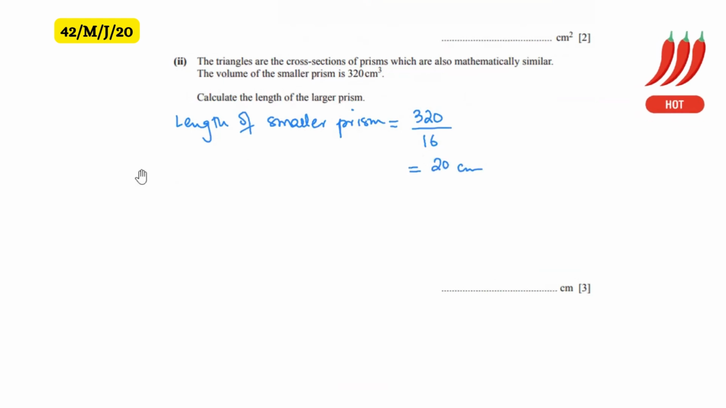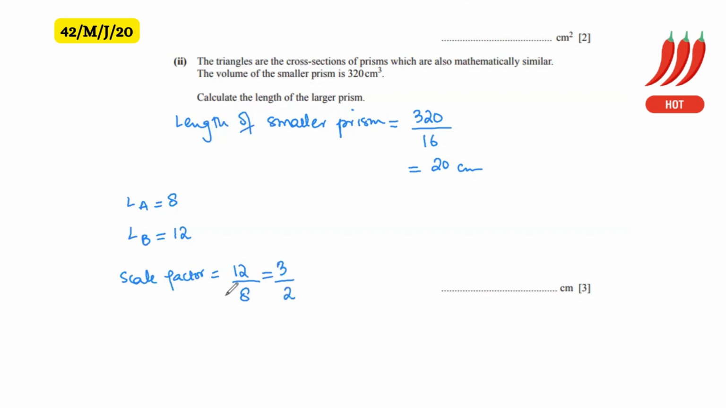Now for the smaller prism, the length was 8. And for the larger prism, the length was 12. So what was the scale factor? Scale factor over here was 12 over 8, which is 3 over 2. That was the scale factor.